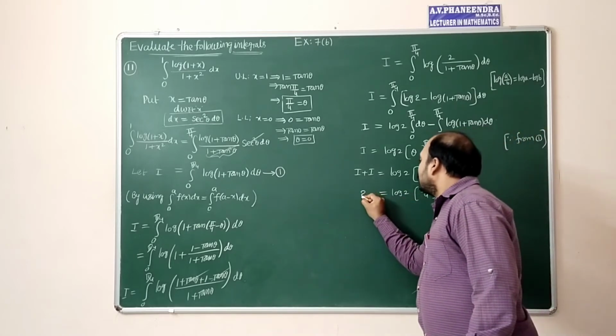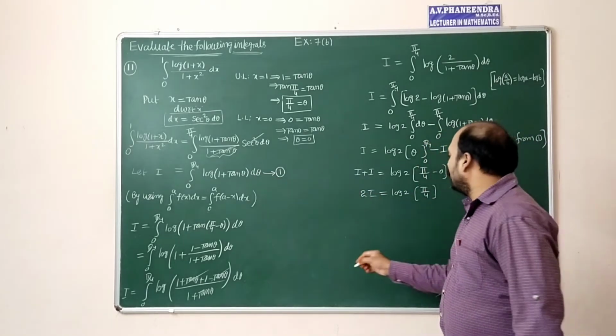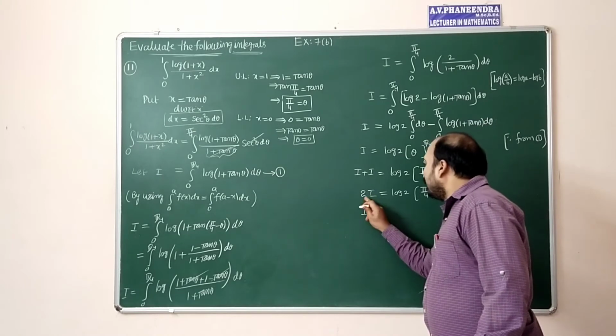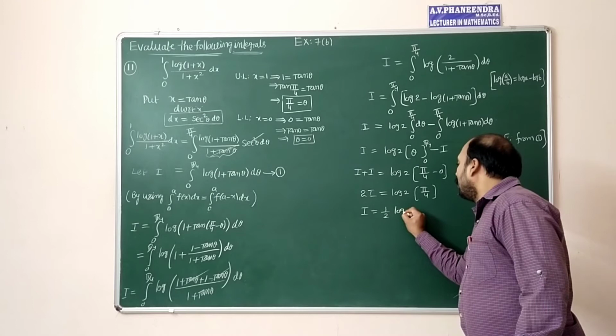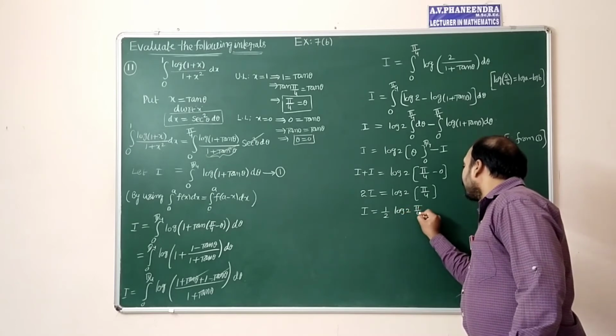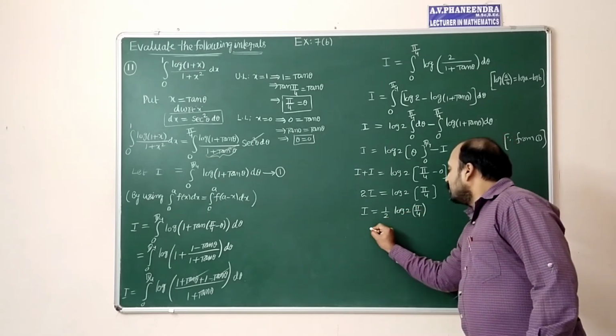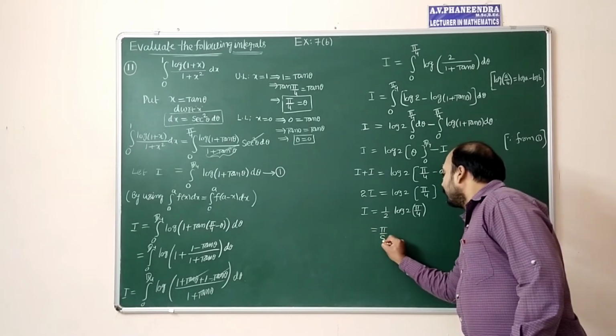I plus I is 2I. But we want the I value, no? So therefore I equal to, we can take the 2 this side, it will become divisible, 1 by 2 into log 2 into pi by 4. So 4 into 2 is 8, pi by 8 into log 2.